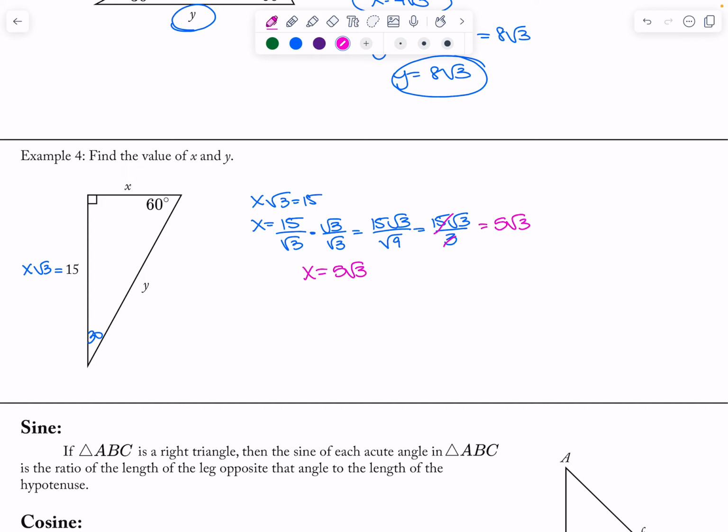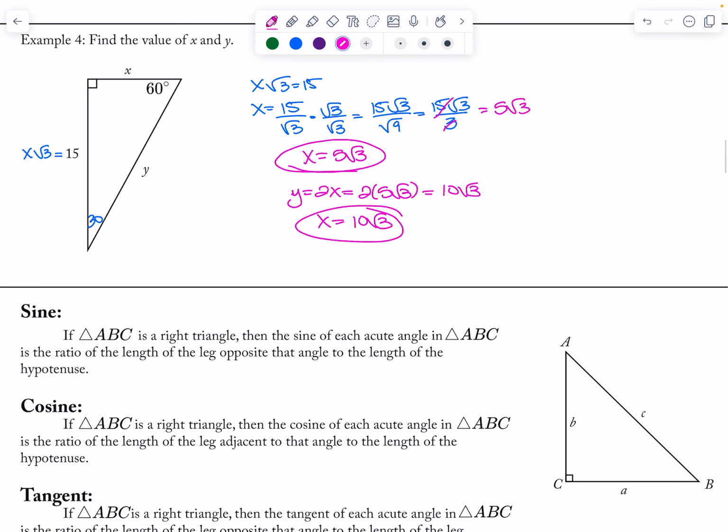Now y, my y here is the same thing as 2 times x. So that's 2 times 5 root 3, which is 10 root 3. So y is equal to 10 root 3.